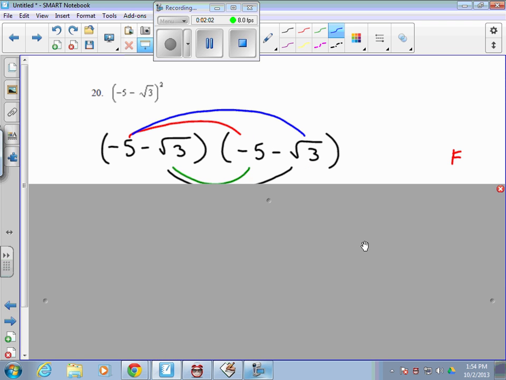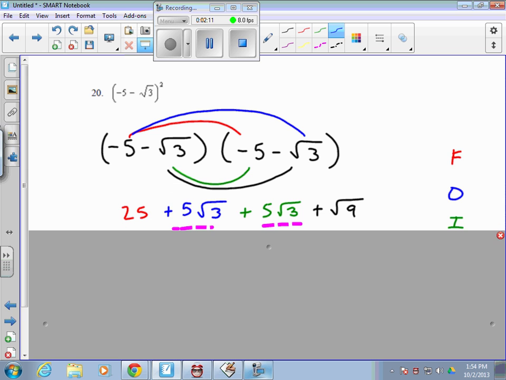20 says negative 5 minus the square root of 3 squared. That means multiply that binomial times itself twice. So FOIL it out. Negative 5 times negative 5, the first terms is 25. Negative 5 times negative square root of 3, the outer terms is positive 5 times the square root of 3, since it was negative times negative. The inner terms, negative square root of 3 times negative 5, is positive 5 times the square root of 3 again. And then the last terms, negative square root of 3 times negative square root of 3, is positive square root of 9.